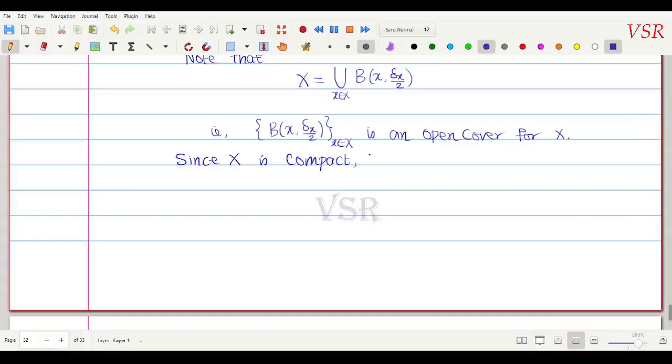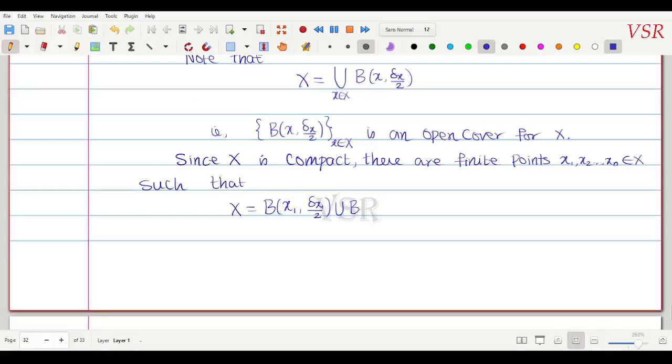So there are finite points x1, x2, ..., xn belonging to capital X such that I may write like this: capital X is equal to the ball with the center x1, radius delta x1 by 2, union the ball with the center x2, radius delta x2 by 2, union the ball with the center xn, radius delta xn by 2. This can be written as a finite union.